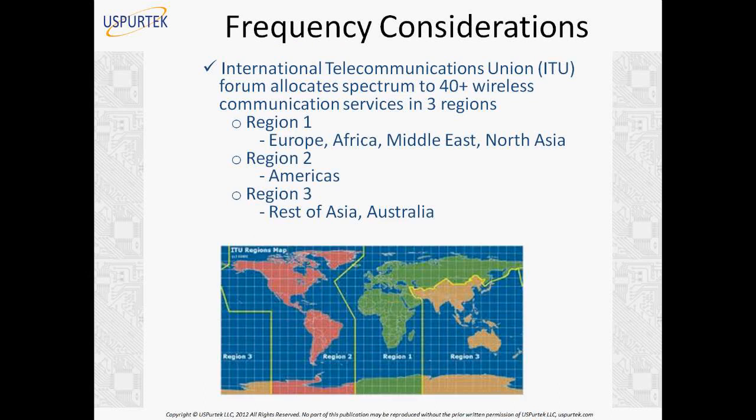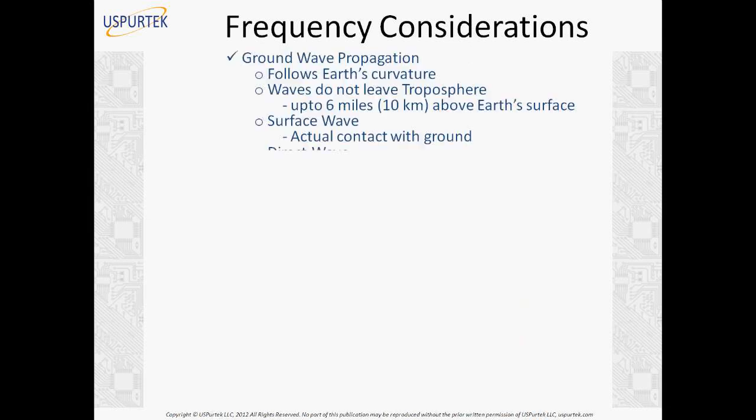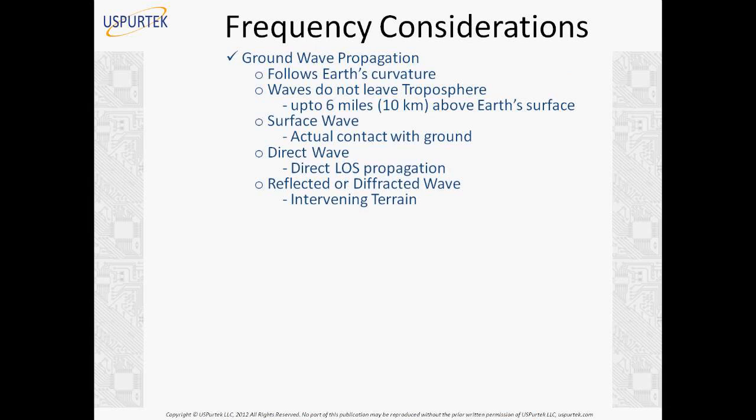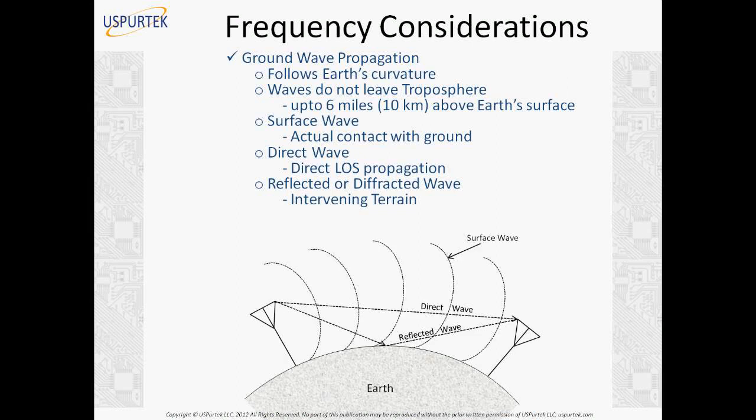Now let's look at the frequency considerations, the way ITU has divided the frequency regions around the world. So there are 3 regions. Region 1 is Europe, Africa, Middle East, and North Asia. Region 2 is Americas. Region 3 is rest of Asia and Australia. So it's a very controlled resource basically. You can't just transmit anything anywhere. You have to look at what type of frequency bands are available in your region, and then you design a link for that.